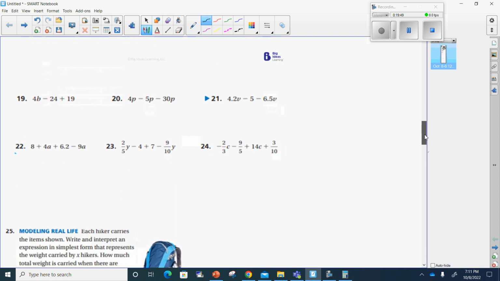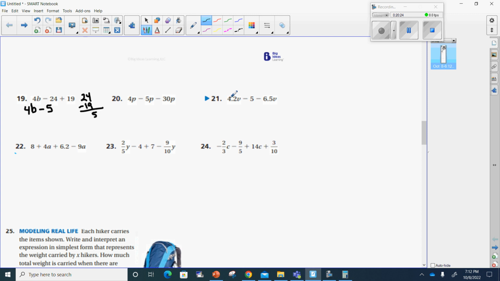And I'm going to number 19. This is 4b. There's no b over here, so 4b will come down by itself. Now we take the big number minus the small number because we have different signs. That'll be 24 minus 19. That's going to equal 5. Since the negative is with the bigger number, this would be a negative 5.